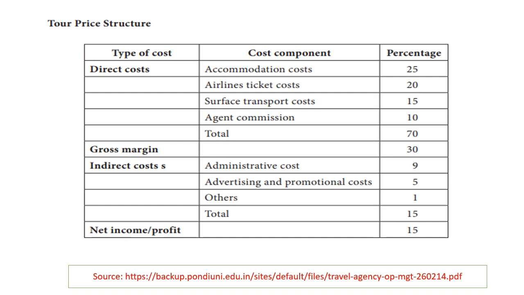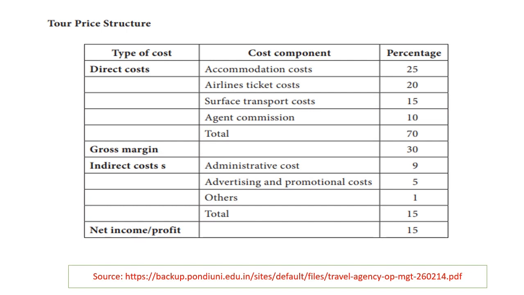Here is the example I have given from the sources of Pondicherry University. So here I have divided the cost into two types. One is called direct cost, another one is called indirect cost, and finally we arrive at the net profit. So the direct cost means accommodation cost, that means hotel booking cost 25%, airline ticket cost 20%, surface transport cost, that means land transport cost 15%, agent commission 10%. Altogether we are getting 70%.